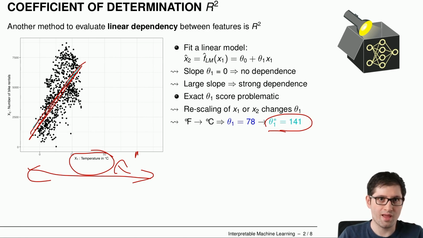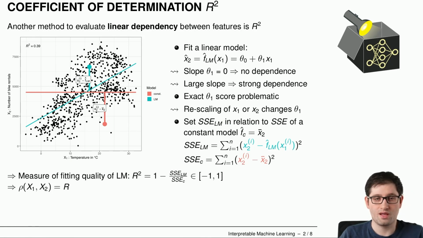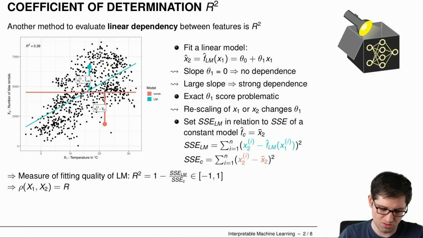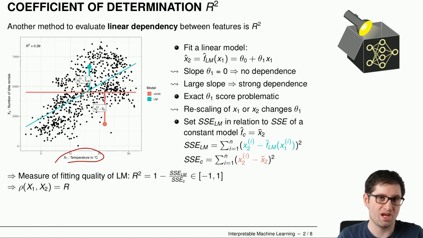However, the underlying relationship doesn't really change. So in that example, we wouldn't expect different values. So this is why looking at the slope itself is problematic. We need some point of reference to be able to scale this value so that changing the unit won't change the value itself.